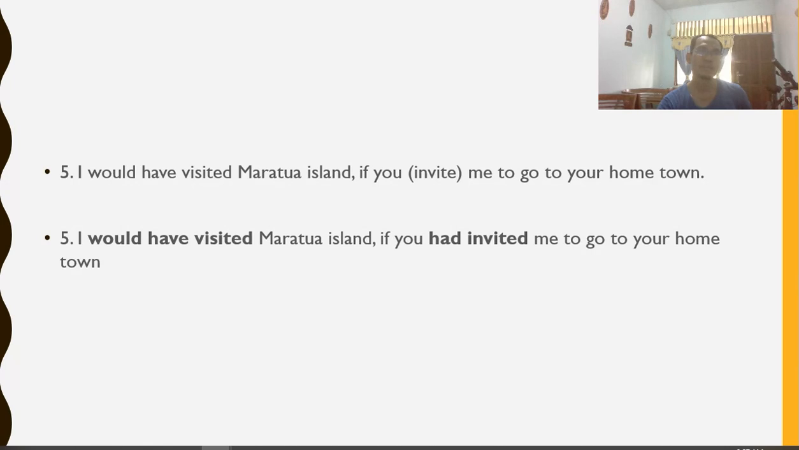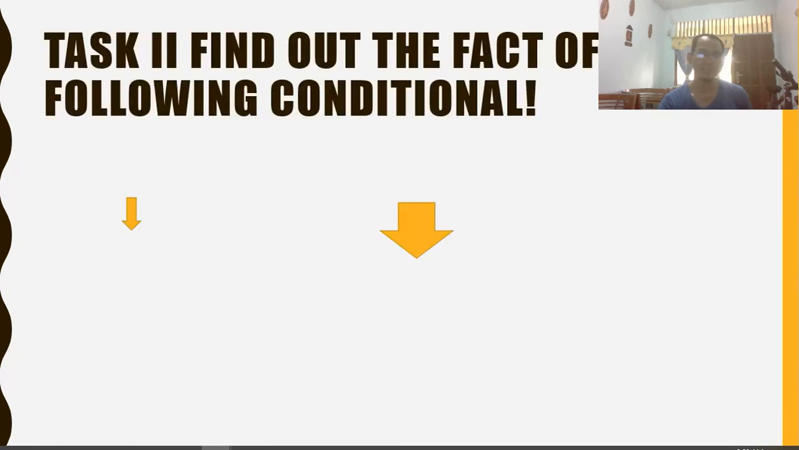Number 5, I would have visited Maratua Island if you invited me to go to your hometown. Remember that the keyword is would have visited. This is conditional type 3. And the answer uses past participle or had plus verb 3. This is conditional type 3.